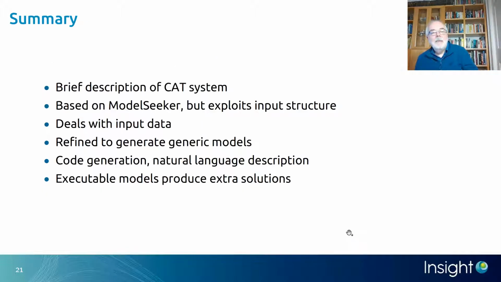So what we have done is a brief description of the CAT system, which was developed for this Holy Grail challenge. It is based on ModelSeeker, but exploits the input structure and the input data in a more systematic way. It can generate generic models, so size-independent models. This is something that ModelSeeker was not able to do. The main difference here is that the patterns are described in a size-independent way and therefore generalize naturally. We generate code and also a natural language description of the model that we produce, and that code can be executed and produces extra solutions for our challenge, and except for two identified problems, it does find the right models capturing all the constraints that were required.